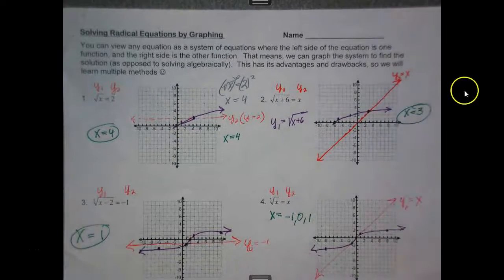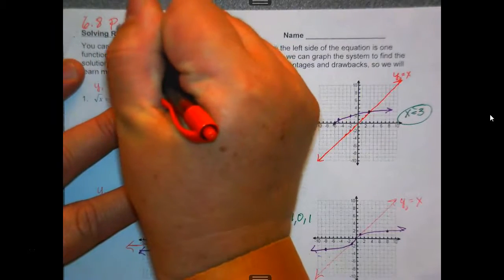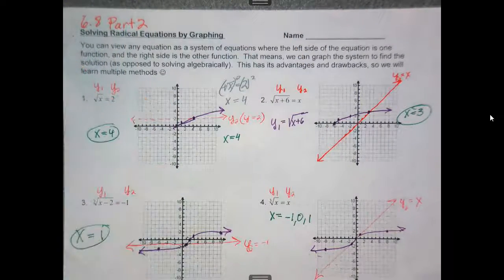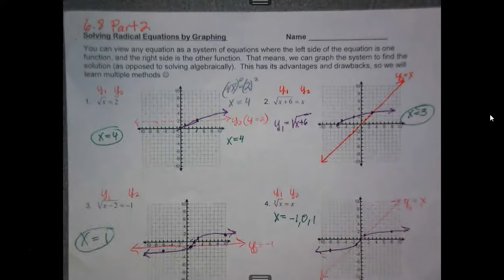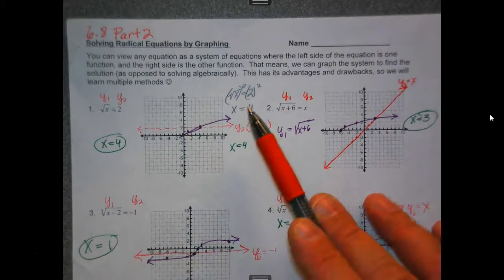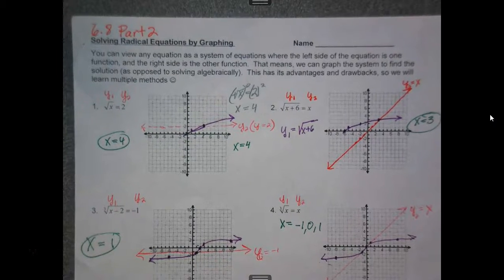All right, so this is actually 6.8 part 2, because part 1 was just graphing the radical functions. Here we're solving equations with radical functions. And remember, we did it by graphing instead of algebraically because it's funner, right? So let's do some funner stuff on the back.